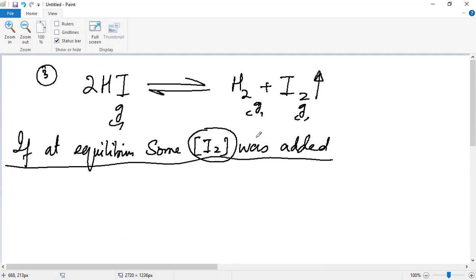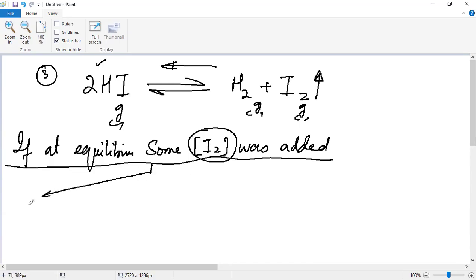So the reaction will respond in an equal and opposite manner. The rate of backward reaction would increase. It would try to increase the reactant concentration. Equilibrium would shift to the left. These are all the points we'll write here. So if at equilibrium only one of the products was increased, or maybe both were increased, it's almost the same. Increasing both obviously will have a greater effect.